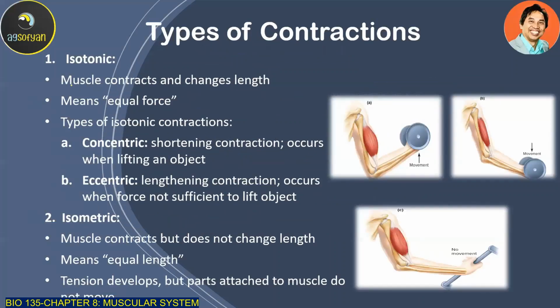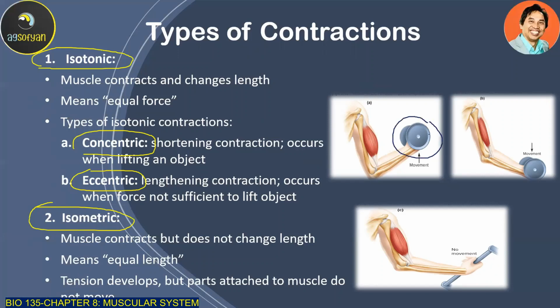Now we're going to see two main types of contraction. The first one is called isotonic, and the second one is called isometric. Okay, so isotonic has two types, concentric or eccentric. Now, what is concentric? This is the contraction that we usually use when we move an object. So this muscle over here will be contracted to move the object, so the object will be moving.